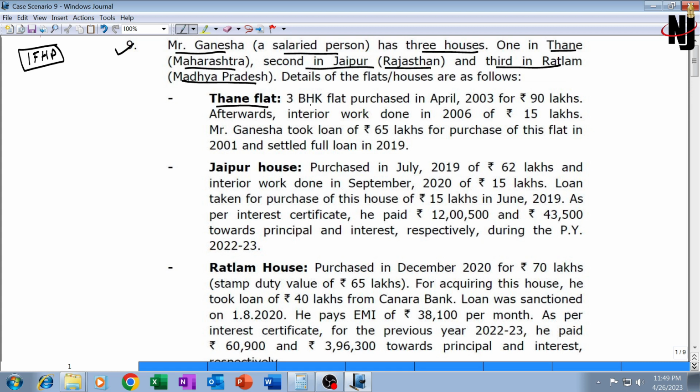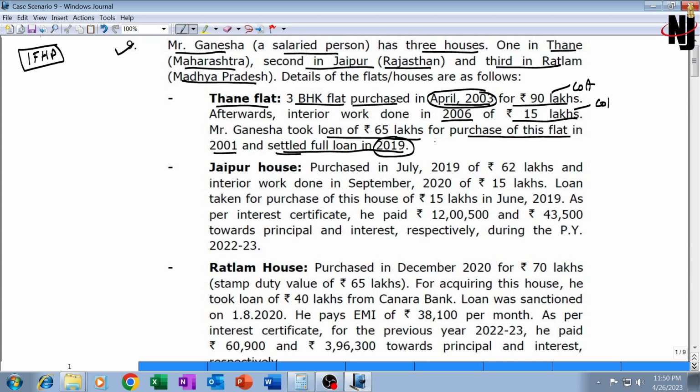Thane flat. Thane flat is a 3 BHK flat purchased in April 2003 for rupees 90 lakhs. Afterwards, interior work was done in 2006, after 3 years, for 15 lakhs. So this will be the cost of acquisition, and this would be the cost of improvement in case we have to calculate capital gain. Mr. Ganesha took a loan of 65 lakhs for purchase of this flat in 2001 and settled the full loan in 2019. Now the flat is already purchased in 2003 and the loan is repaid fully settled in 2019.